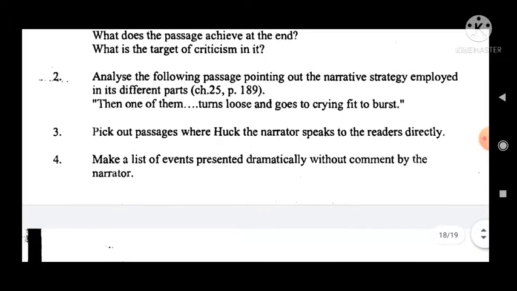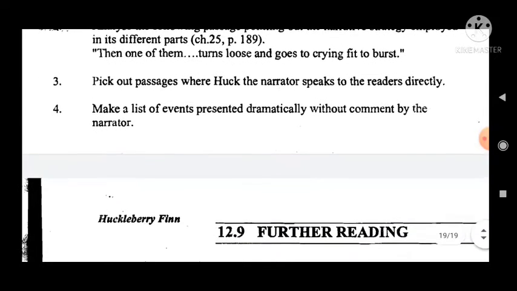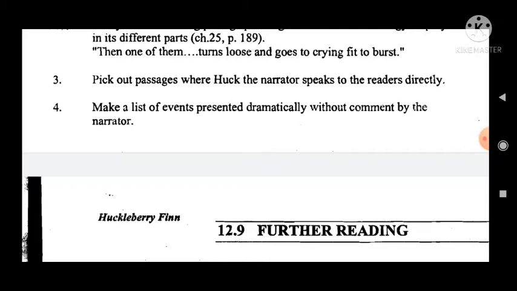Analyze the following passage pointing at the narrative strategy employed in its different parts, chapter 25, page number 189: Then one of them turns loose and goes to crying fit to burst. Pick out passages where Huck the narrator speaks to the readers directly. Make a list of events presented dramatically without comment by the narrator.